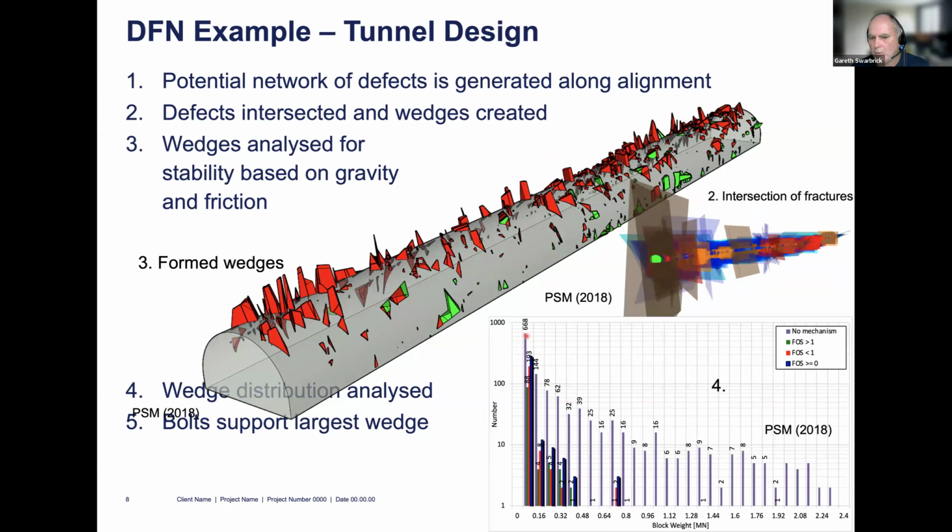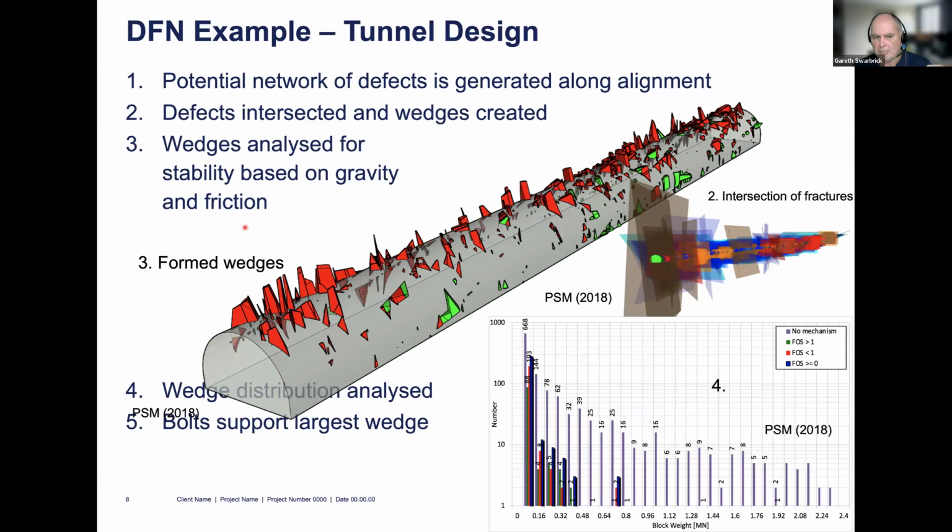So what we then do is look at all the different wedges and align them statistically to look at their mass and work out what the distribution might be under that scenario, and then work out what the largest block is, so that we say 99% of all blocks are going to be smaller than this block, for example. And then we design our tunnel lining so that we support that particular block size.